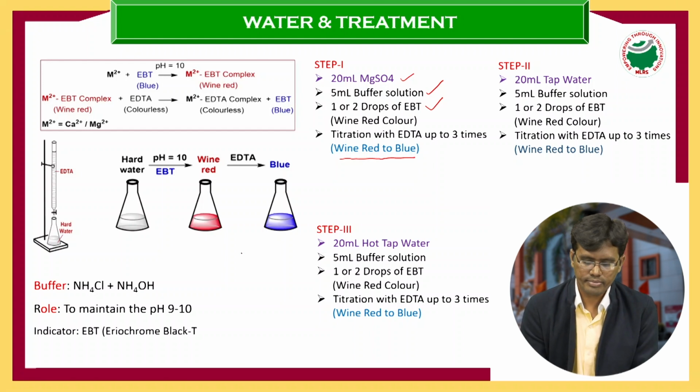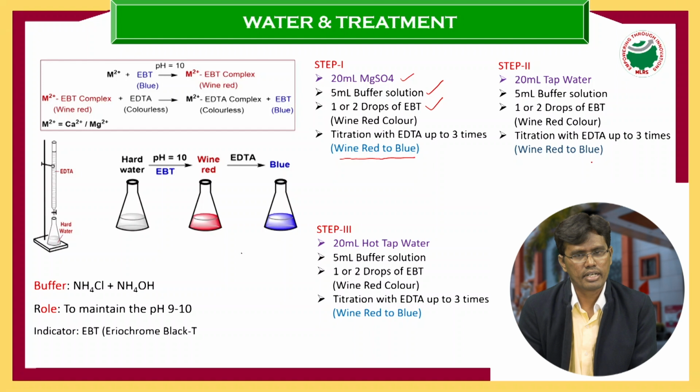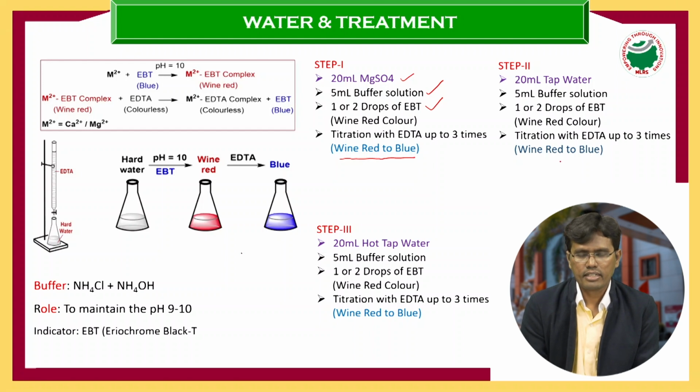Next, second step. Pipette out 20 ml of tap water into a conical flask. Then add 5 ml of buffer solution, then 1 or 2 drops of EBT. Wine red color will appear. Finally, we have to titrate with EDTA. The wine red color will change to blue color. The values will be calculated, so write down the values.